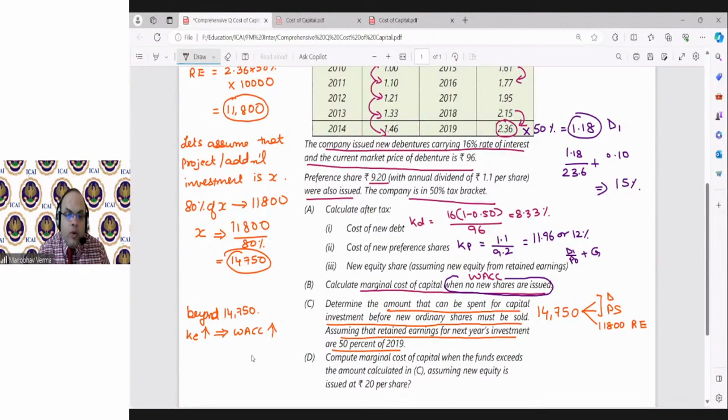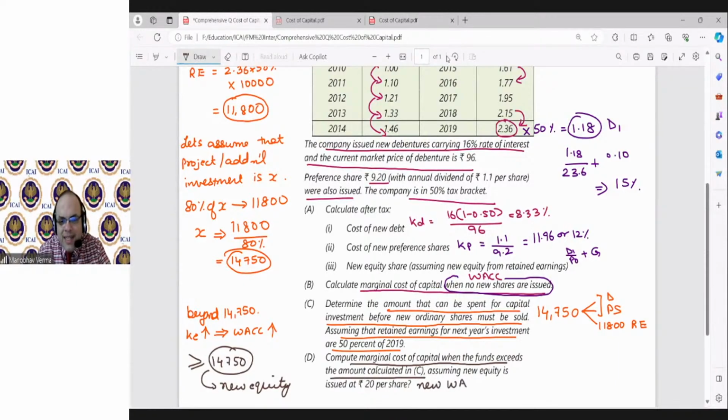Everyone doing good? Now, look at the requirement of the last point. Compute the marginal cost of capital when funds exceed the amount calculated in C, assuming new equity is issued at 20. That's what I said, right? As soon as I need more than 14,750, what you need is new equity. And for new equity, we may need to calculate a new capital. They are asking you to calculate the marginal cost of capital. So that means they're actually asking you the new WACC.